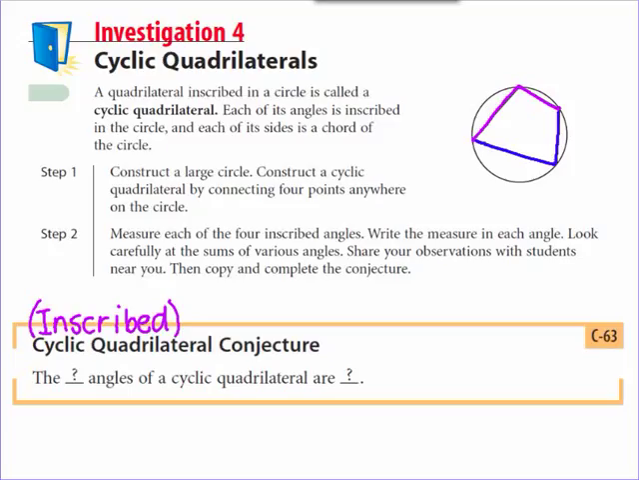So let's think, first of all, the purple one. That would be this arc right here, correct? The blue one would be this arc here, correct? So what do you know about the sum of the blue and the purple? They're going to be what?